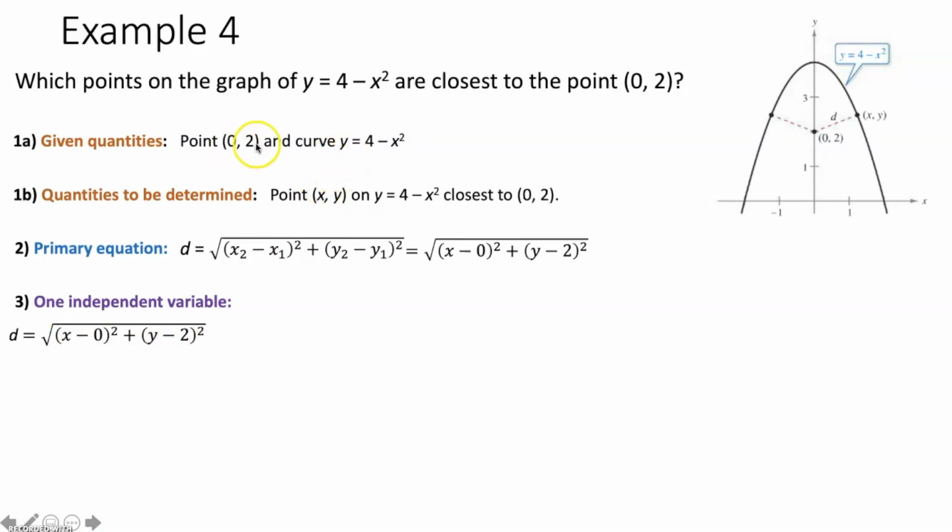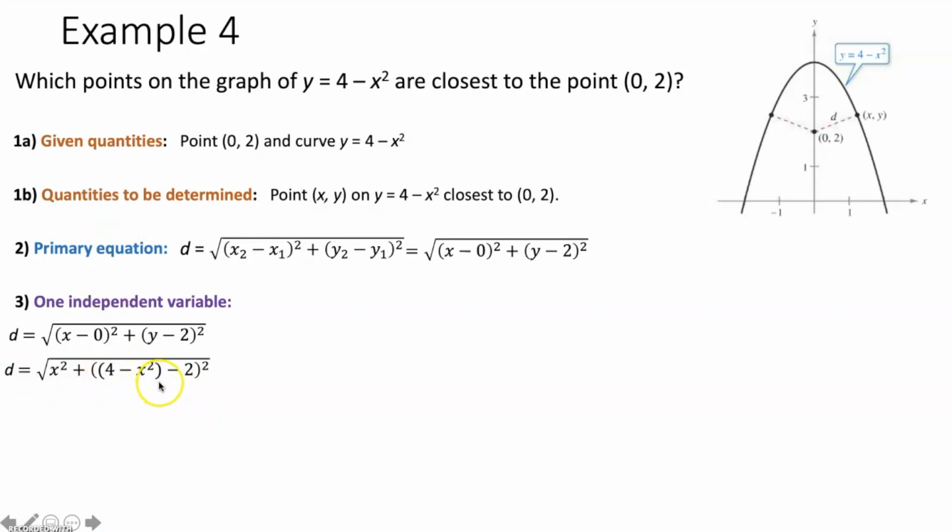We're given the point 0, 2. Okay, we already plugged that in. And we're given the curve y is equal to 4 minus x squared. Can't we use that to help us? Yeah, y is written as an equation in terms of x. So what I can do up here then is take 4 minus x squared and plug it in for y, because that's what y is equal to. Now all I have to do is simplify this, and I have my distance formula, my primary equation, with one independent variable. So let's go ahead and simplify this.